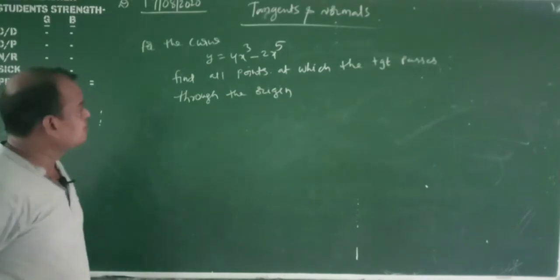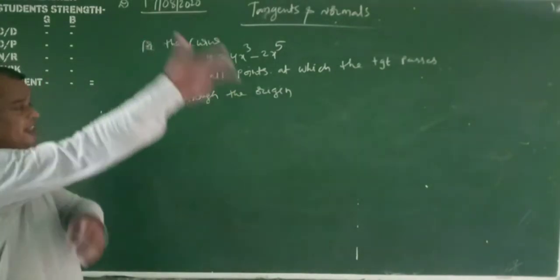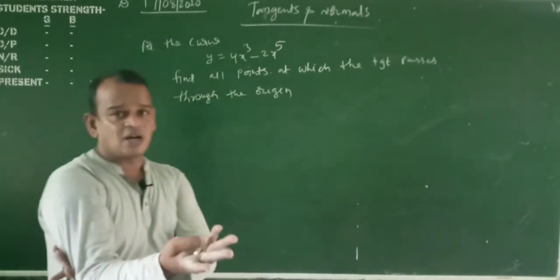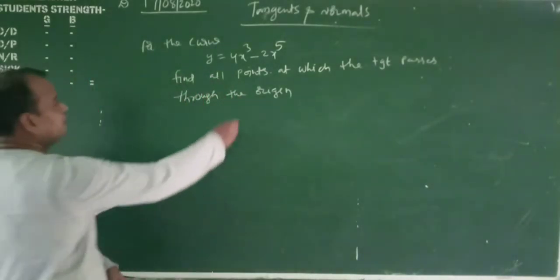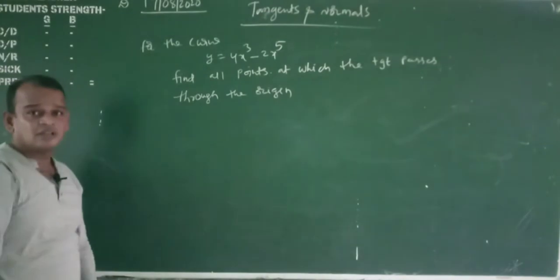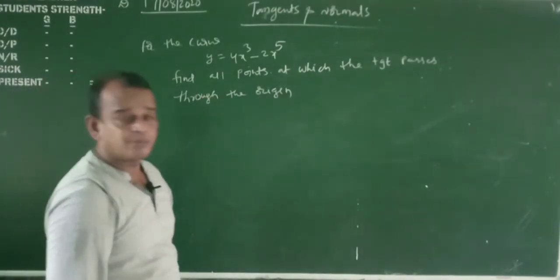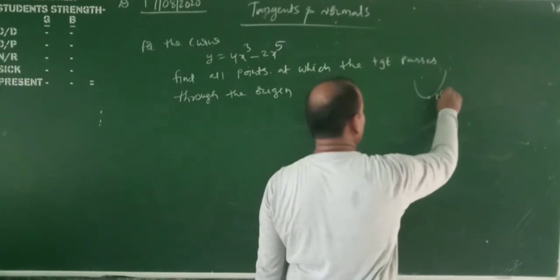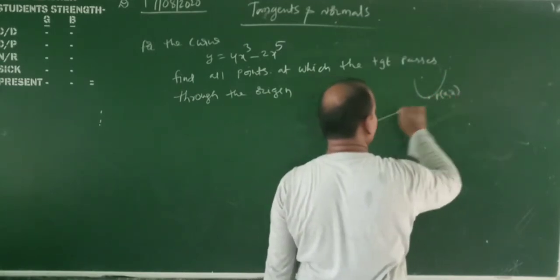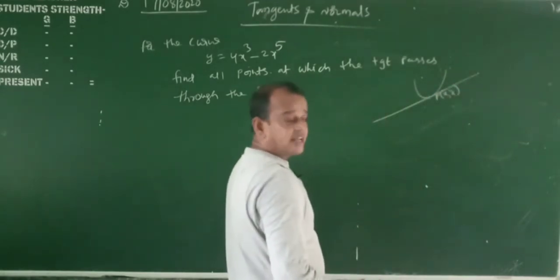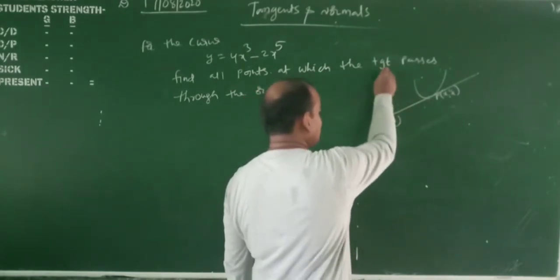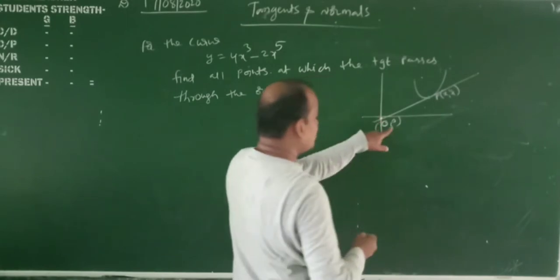Okay, my dear students. First we will find the tangent. The tangent must pass through the origin. In that case, we will find the points on the curve. Suppose this is the curve. You draw that one. This is the tangent. This tangent passes through the origin.